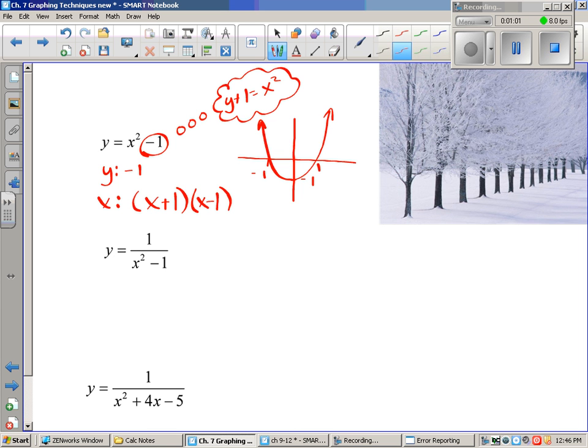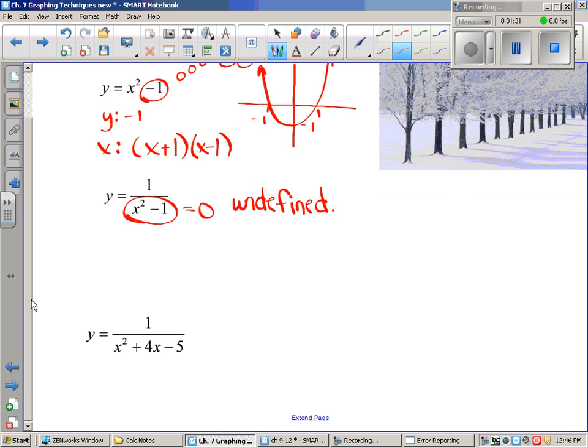Now, when we see 1 over x squared minus 1, it changes things because, as you know, you cannot divide by 0. And so at this point, when you see that this denominator equals 0, a problem occurs. It becomes undefined. So we have to address that, and it certainly changes the graph substantially. What's going to happen, and I don't mean to overgeneralize, but I will to some degree on this unit and in this particular part of the unit.